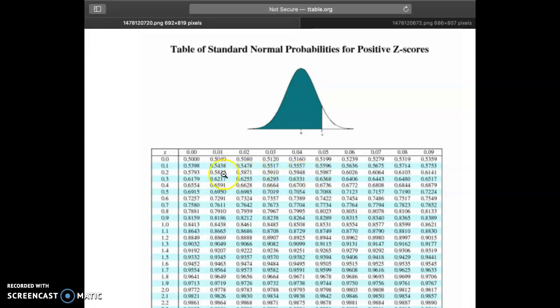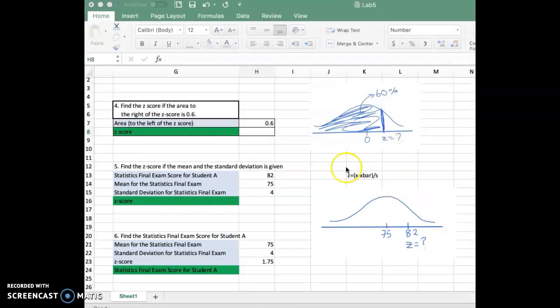0.5987, which is 0.2 intersect with 0.05 is giving us close to 0.6, which is 0.25. So looking at the z-score table, we were able to see that it is 0.25. Z-score is 0.25.